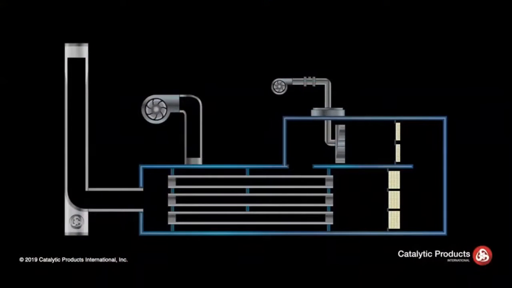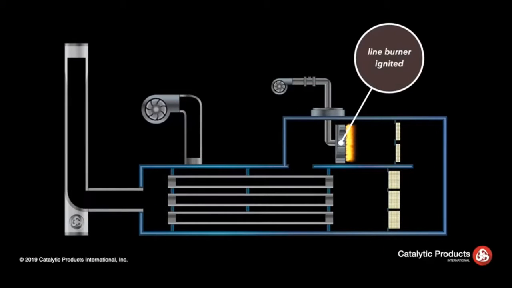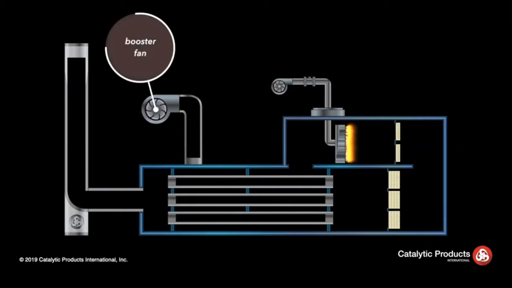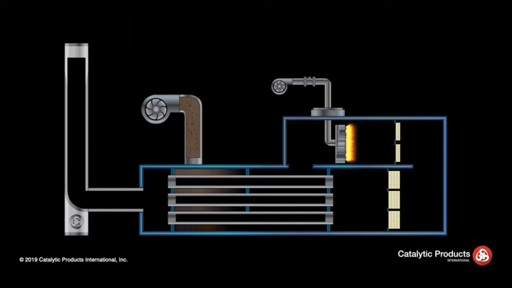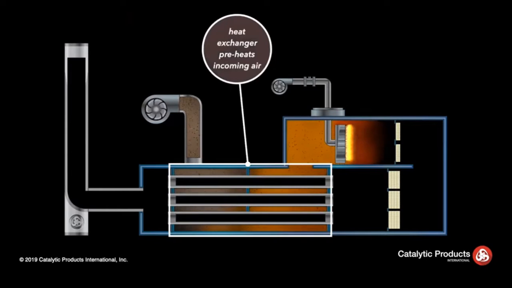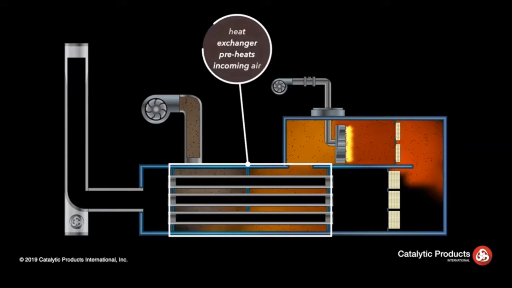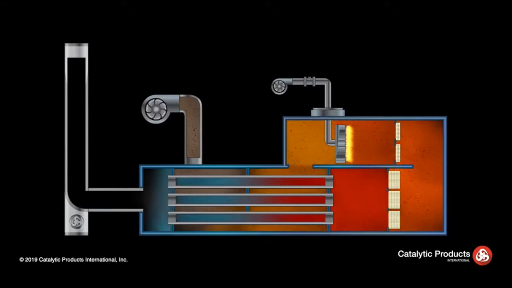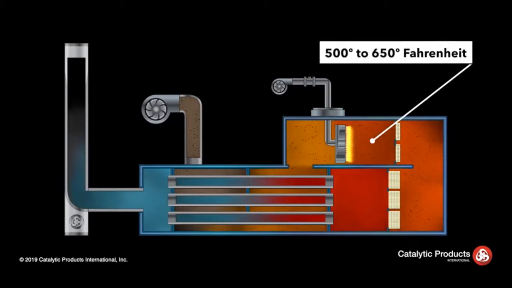Upon startup, the line burner is ignited, raising the temperature of the burner chamber to the set point required for catalyst activation. The system booster fan draws in the process emissions and forces these gases into the inlet of the heat exchanger. The heat exchanger preheats the incoming emissions by transferring energy from the hot, clean exhaust stream exiting the oxidizer. These gases pass through a high-efficiency line burner, where the temperature is raised to the required set point temperature ranging from 500 to 650 degrees.